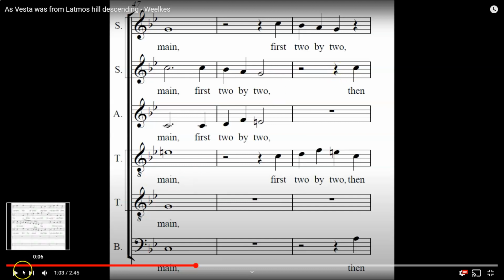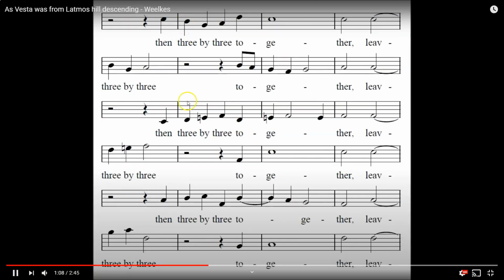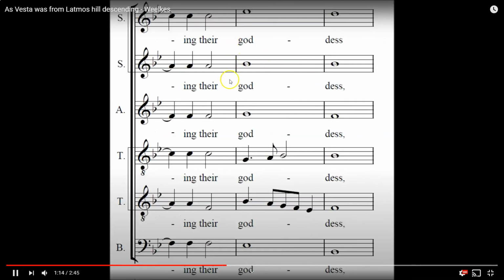Are you ready? Here we go. There's 2x2. Okay, there's 3x3. All of them singing together. Here comes all alone. Look at this. Are you ready? All singing together. Look.